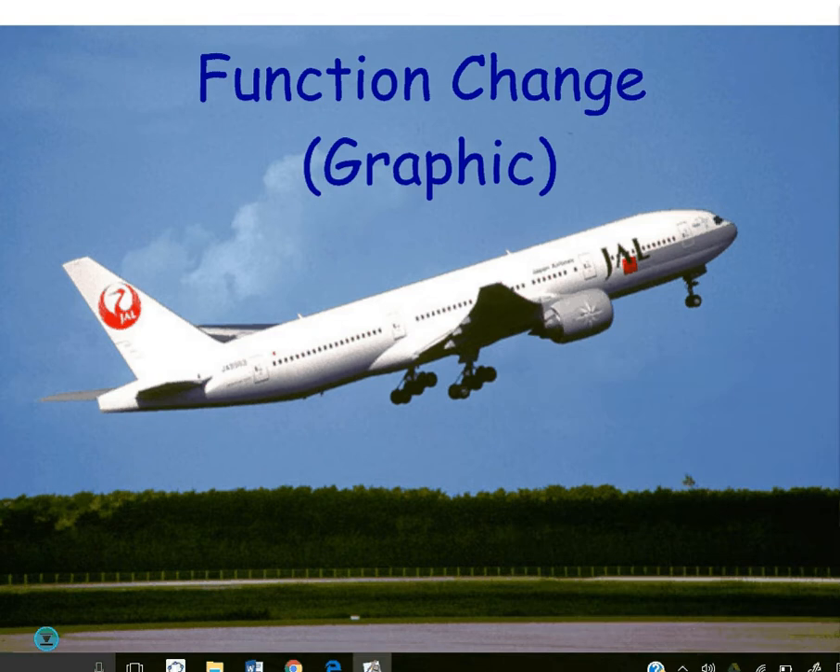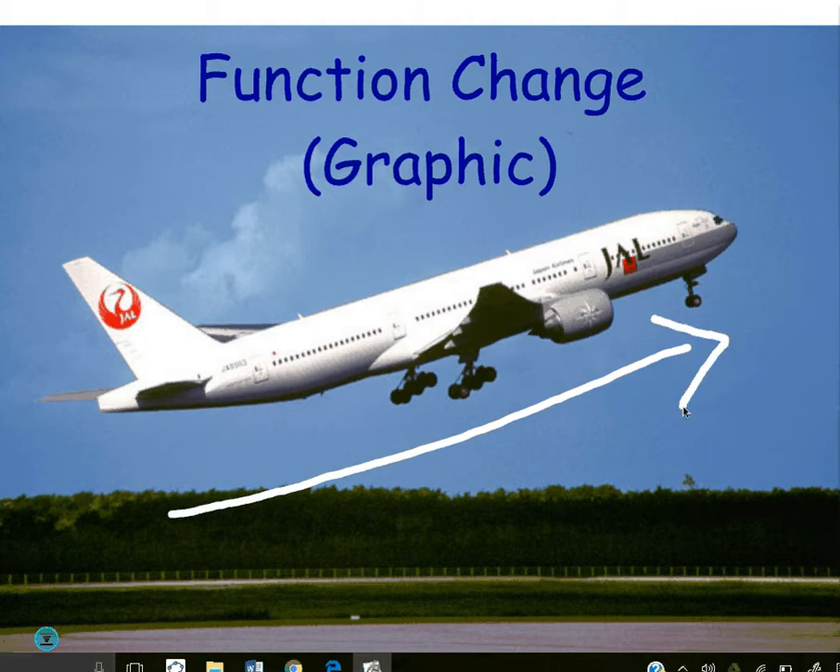Notice which direction this plane is taking off. It's going from left to right, okay? If anything, for this whole lesson, you need to understand that we will be going from left to right. Now, that being said, is this plane going up or going down? Going up from left to right, okay? Do not go from right to left on this lesson. It won't work.